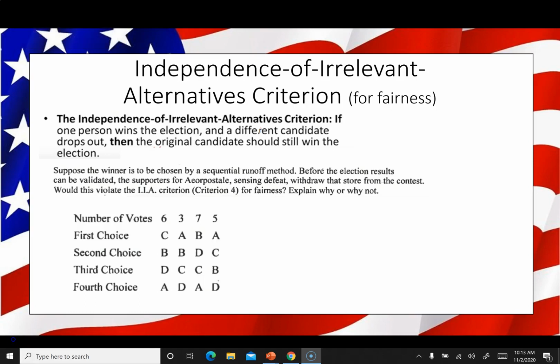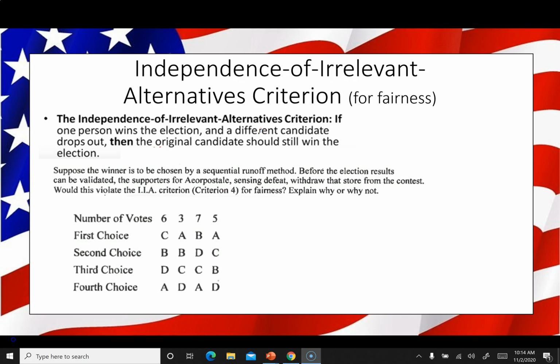All right, let's talk about the IIA criterion. This says if one person wins the election and a different candidate drops out, then the original candidate should still win the election. That makes sense, right? If you win the election and your opponent who already lost dropped out, you would think that you would still win the election. That makes total sense.